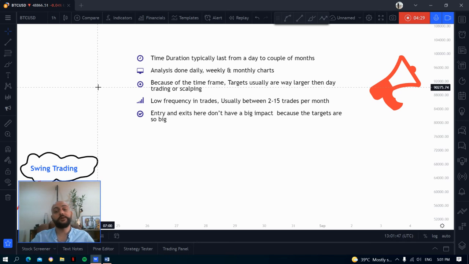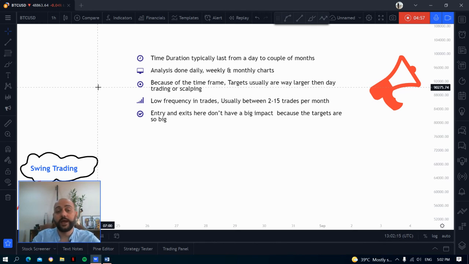Because the time frame is quite big, the targets here are way higher. Like for instance, in our example, when we talked about the stock that is selling for $50, when we're talking about a swing trader, his target could be 75. So he bought at 50 and he's waiting until the stock hits 75. Look at the difference between swing trading and scalping. Scalping is like 50.20 cents. If we're talking day trading, we could be talking like 55, 54, something like that.